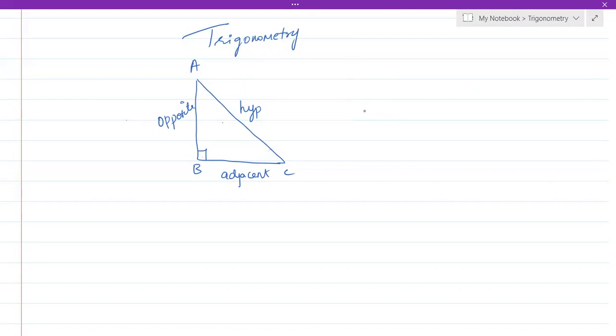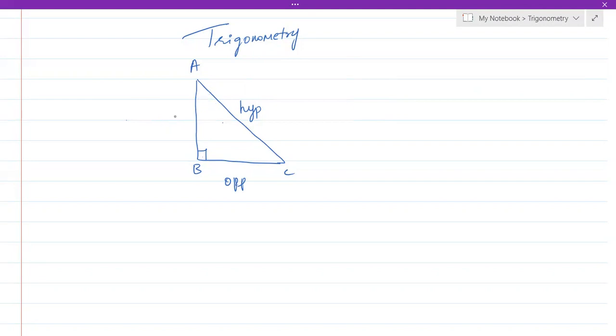If the angle is not mentioned, we cannot conclude which is the opposite side and which is the adjacent side. Suppose in the same figure, if I take this as the angle under consideration, then the opposite side becomes BC and the adjacent side becomes AB. Now, all depends on the angle under consideration.